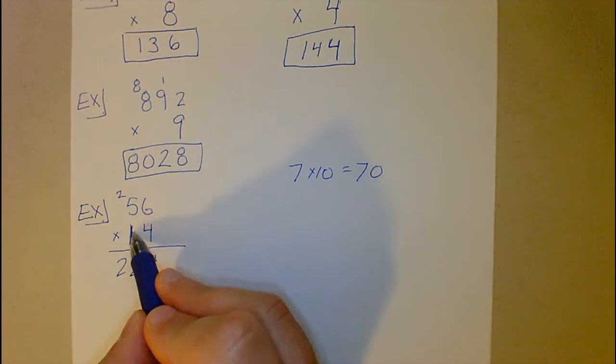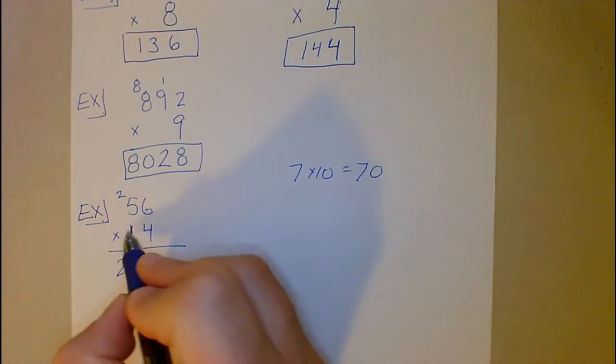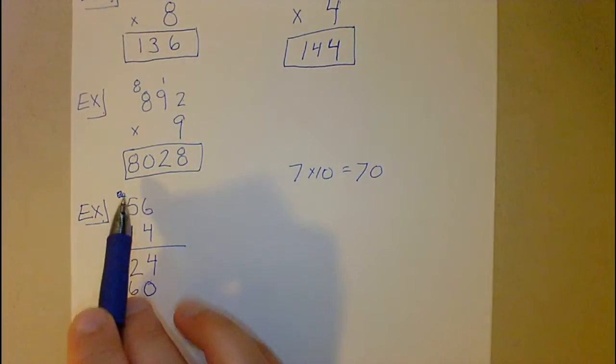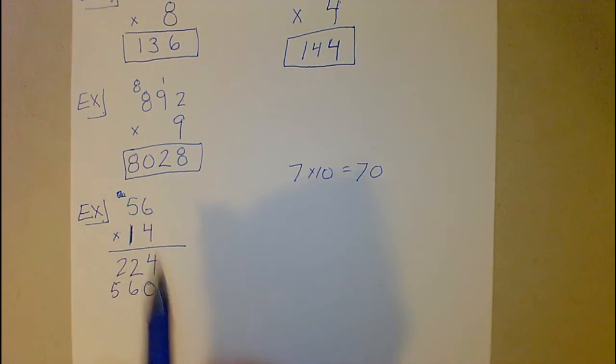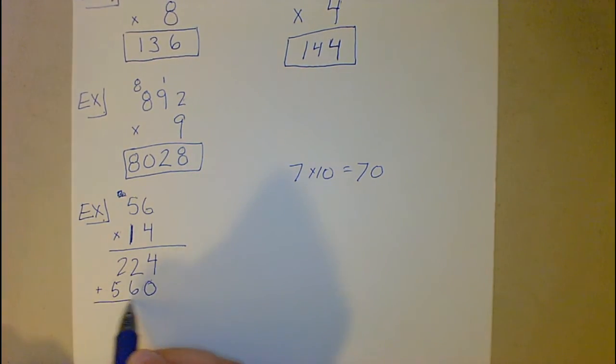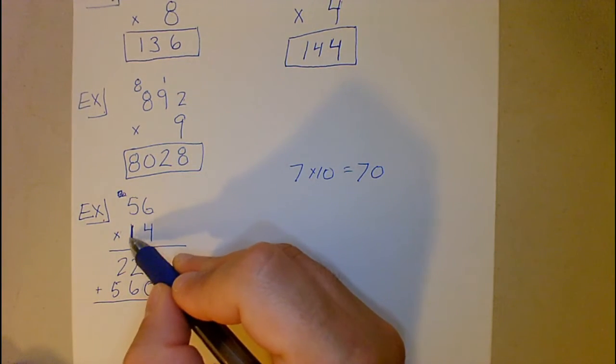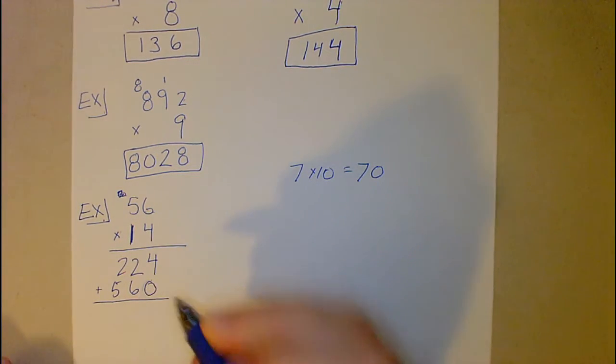So 1 times 6 is 6. 1 times 5 is 5. I can go ahead and cross out this 2 because that was left over when I did 4 times 6. But at any rate, I'm going to add these together now. Okay, again, this 0 came from the fact that I wasn't really multiplying by 1. I was multiplying by 10.